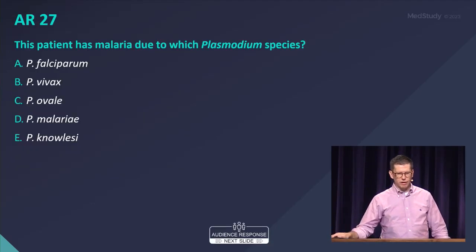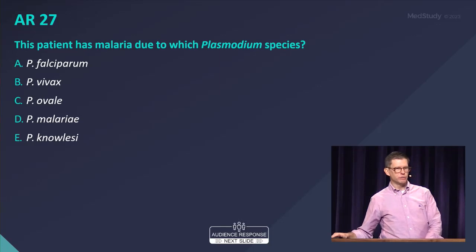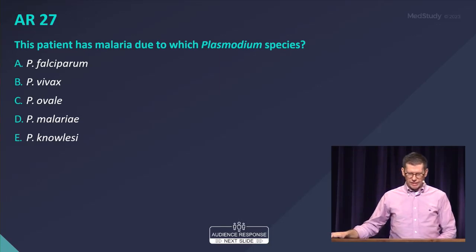This patient has malaria due to which Plasmodium species? Right, so you probably already knew it was malaria. But the boards don't want you to know just that. They want you to know specifically other questions regarding this. So which one does this patient have? Falciparum, Vivax, Ovale, malariae, or Knowlesi?